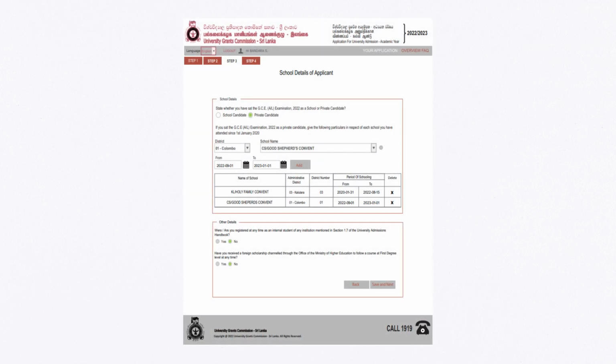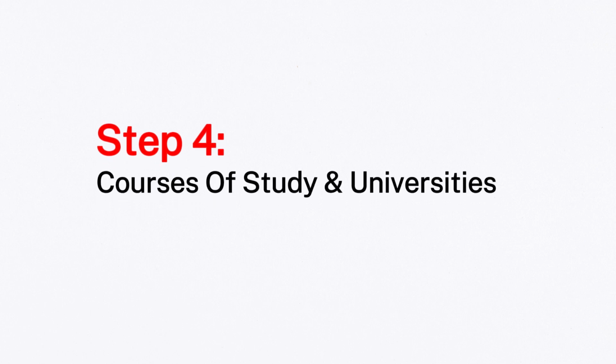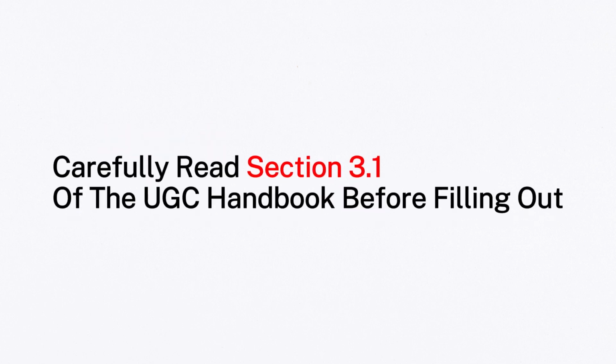For private candidates, select Private Candidate and then choose the administrative district of your school. Enter the particulars of your school accurately. Step 4. Courses of study and universities. Carefully read Section 3.1 of the UGC Handbook before filling out your preferences for courses and universities.